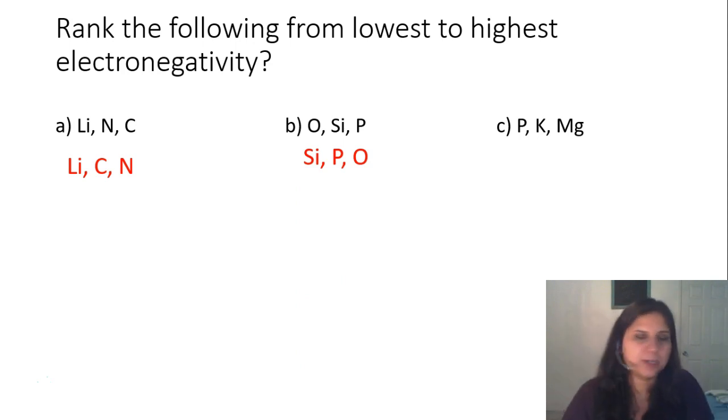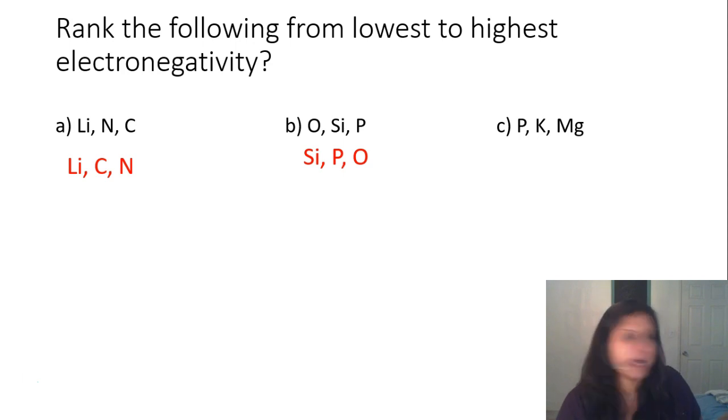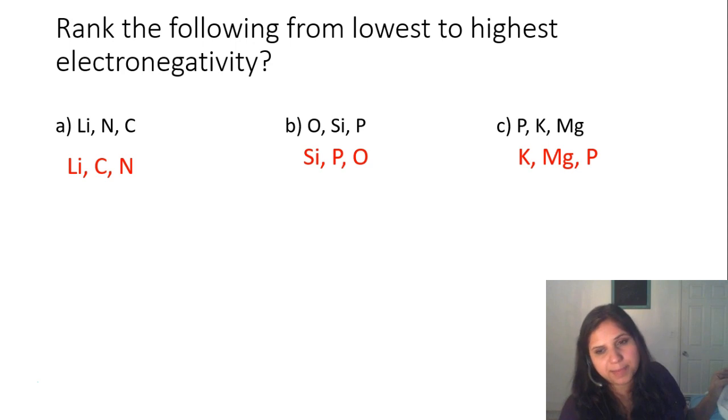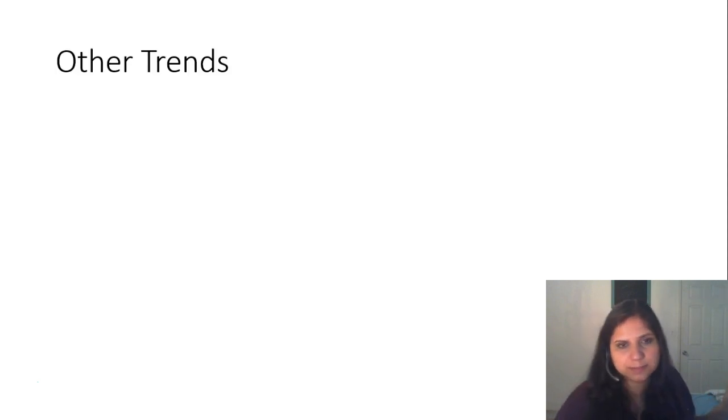All right, and then the last one here, phosphorus, potassium, and magnesium. Okay. Potassium is one level lower, so it's weaker. Magnesium is in the third energy level. And then so is phosphorus, but phosphorus is further to the right, which means it's stronger than magnesium. So it's going to go potassium, magnesium, and then phosphorus.